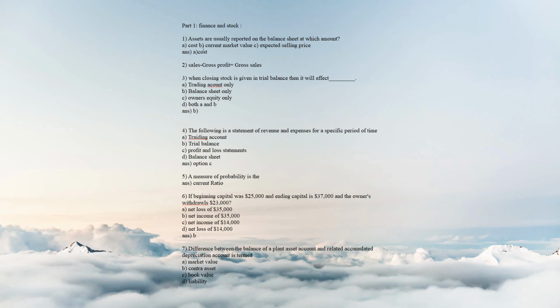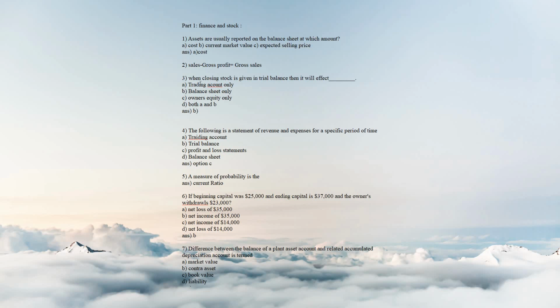The first thing is that assets are usually reported on the balance sheet at which amount? The options are cost, current market value, expected selling price. You can say the correct option is cost. Then the second one is sales minus gross profit equal to gross sales. So this is the formula of profit. You can say that sales minus gross profit is equal to gross sales.